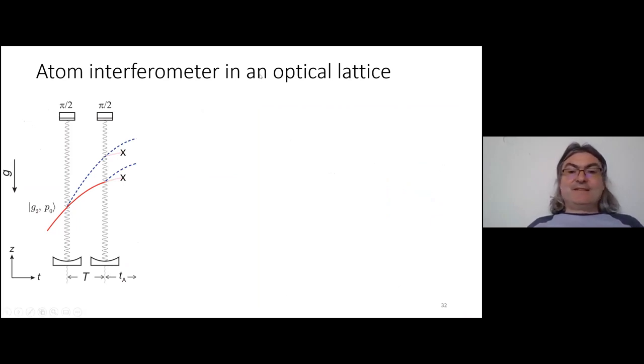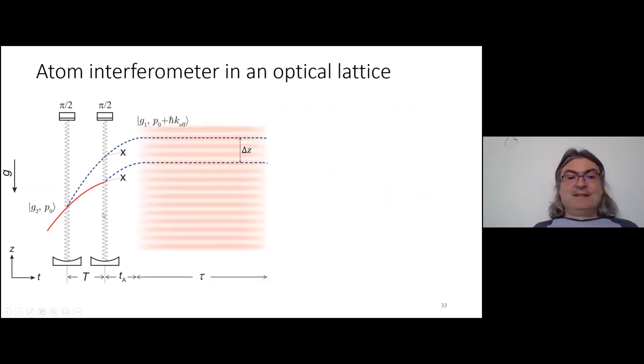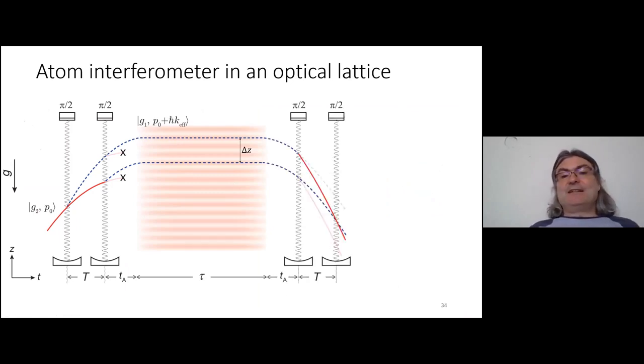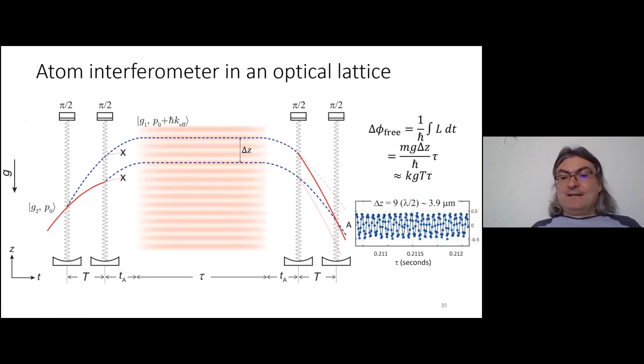The atom starts like a standard Ramsey-Bordé atom interferometer, only now we use the cavity mode as a beam splitter. Then when the atoms are at rest, we turn on an optical lattice where we store the atoms for a while. And then we turn the optical lattice off and repeat the beam splitter sequence to bring the two partial wave packets to interference. And here are some interference fringes that we obtained early on.